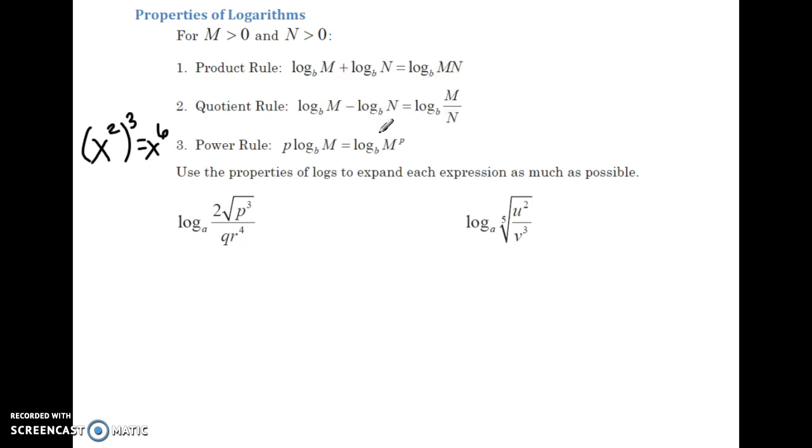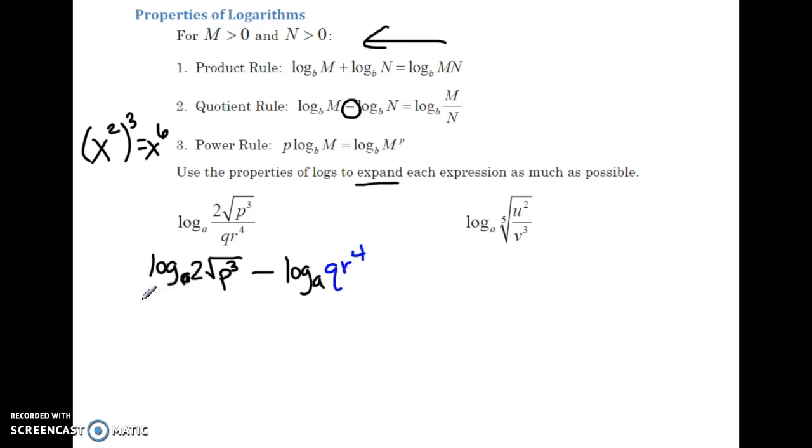So, putting it together, in the first examples, we're going to expand. We want to take these single logs and make them bigger, so we're going from the right side to the left. I need to start with what makes the most sense. The first thing is I want to get rid of this fraction, this division, so I can touch the rest of the stuff. To get rid of this division, I need to do subtraction. So it'll be log a of the top piece first, 2 square root of p cubed, minus, because that's the rule, log a, keep the same base, of now the bottom piece, q r to the 4th.